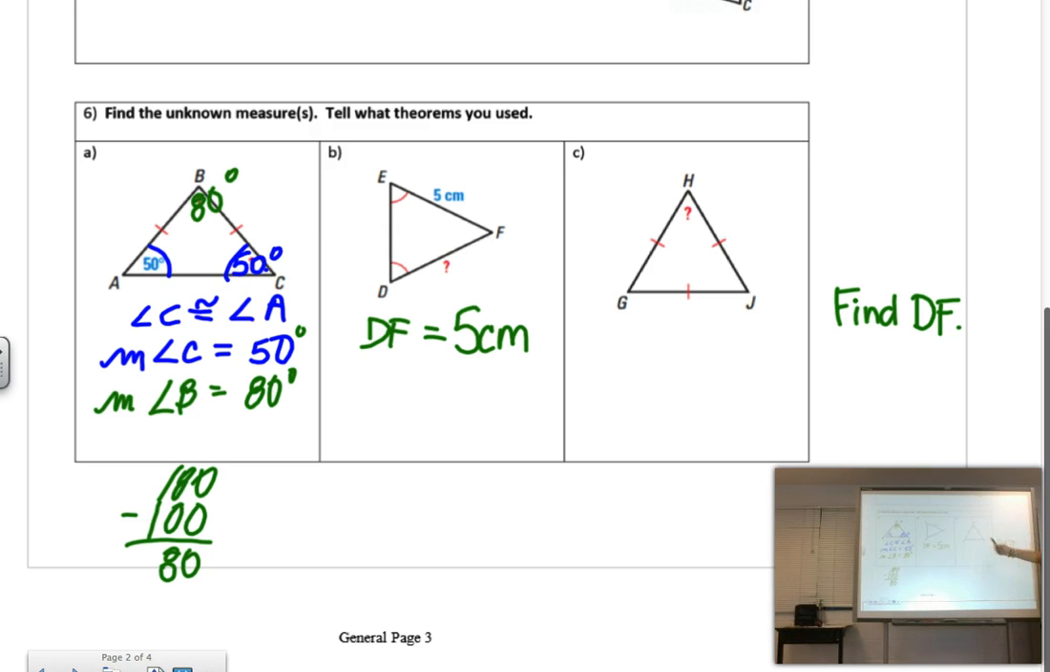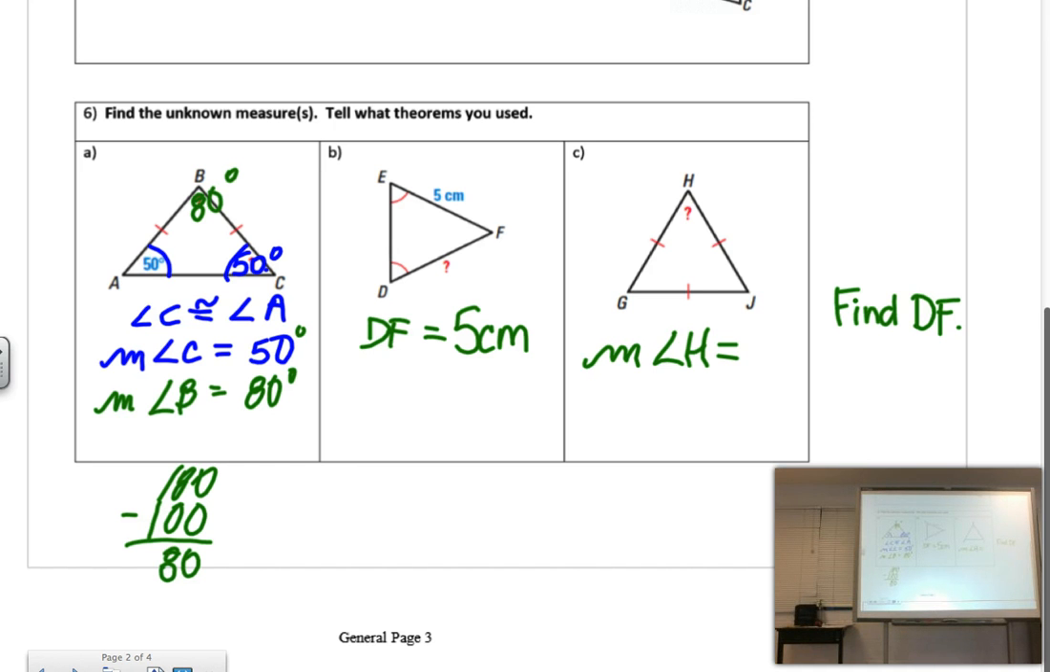All right, everybody, look at number C. If you still have a question, I'll talk to you. Letter C. What are we looking for? Thank you to those of you who said angle H. We're looking for the measure of angle H. And do we know it? Yes. And how do we know that it's 60?